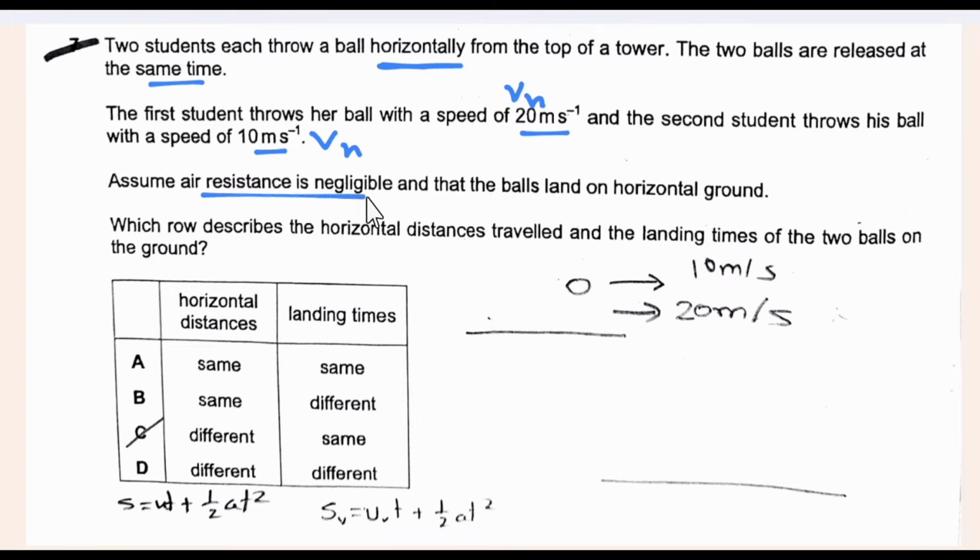Assume that the air resistance is negligible, so there is no air resistance, and that the ball lands on the horizontal ground. Which row describes the horizontal distance traveled and the landing time of the ball on the ground? So first of all, what is the horizontal distance traveled? That means whether it's the same or different.